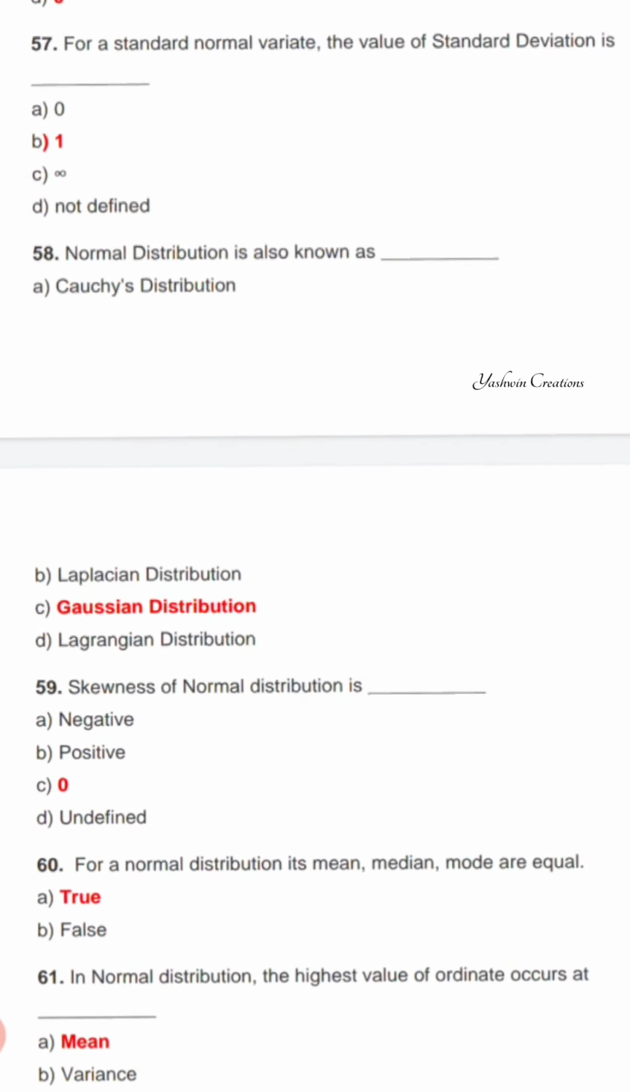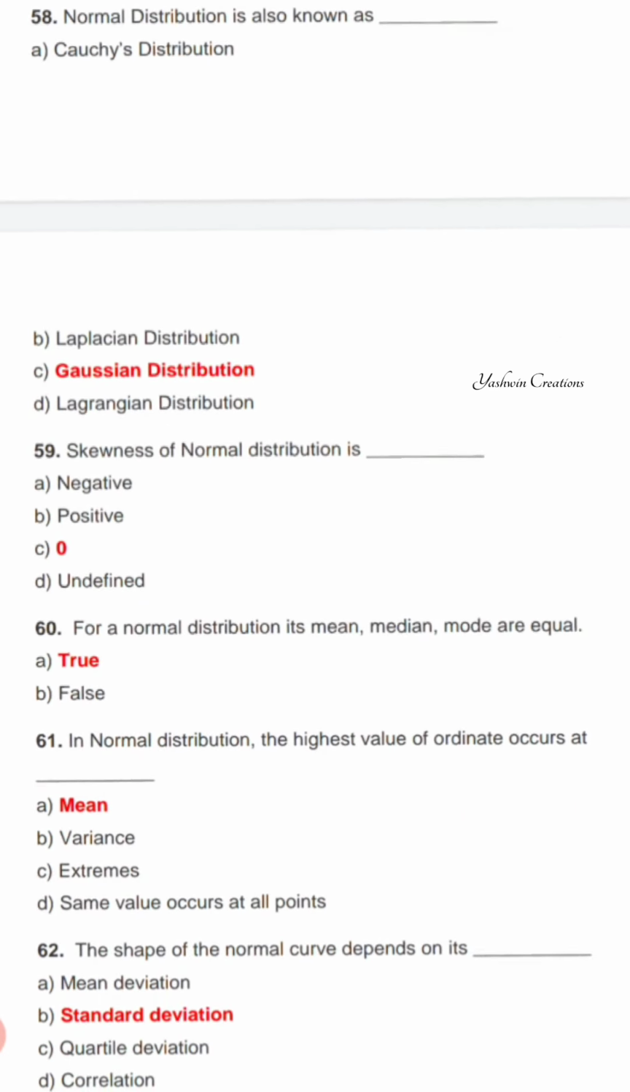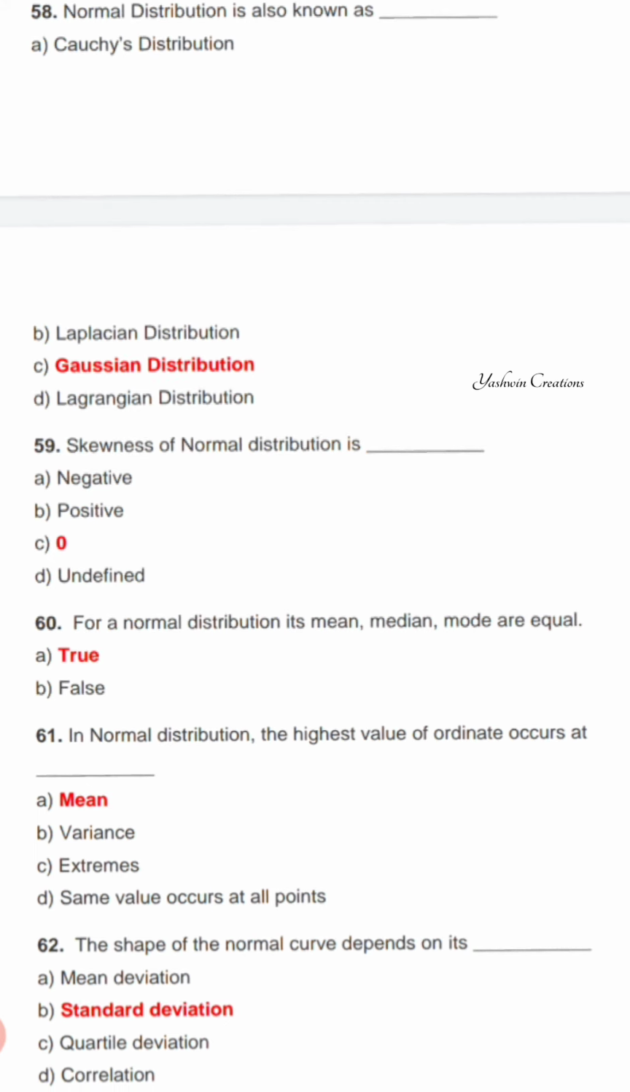For a normal distribution, its mean, median, mode are equal. Whether it is equal? True. For normal distribution, mean, median, mode are equal, but mean and standard deviation are not equal. Mean equals 0, standard deviation equals 1. In normal distribution, the highest value of ordinate occurs at mean.